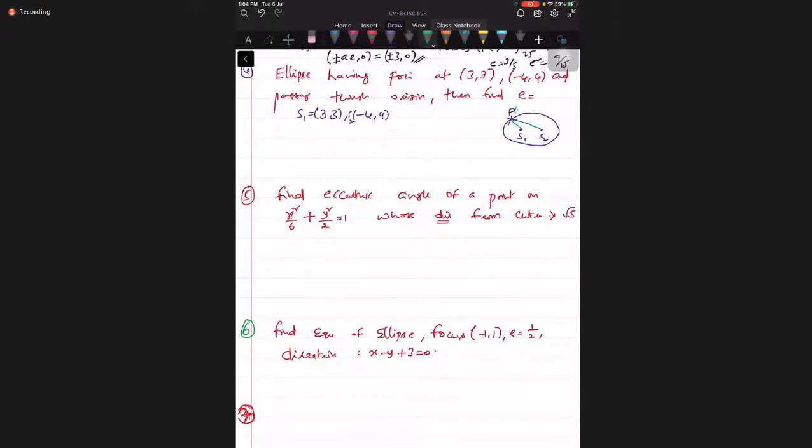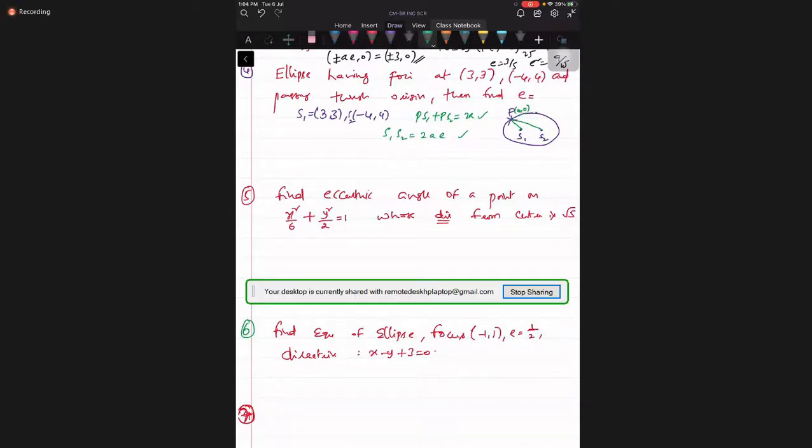Students understand, right? P is the point through which it is passing. Then any point on that, all of you, yes, sir. So from there, PS1 plus PS2 equals 2a, no? S1S2 is 2ae, right? So above you got a, now you are getting e. Then you can get the answer, right?